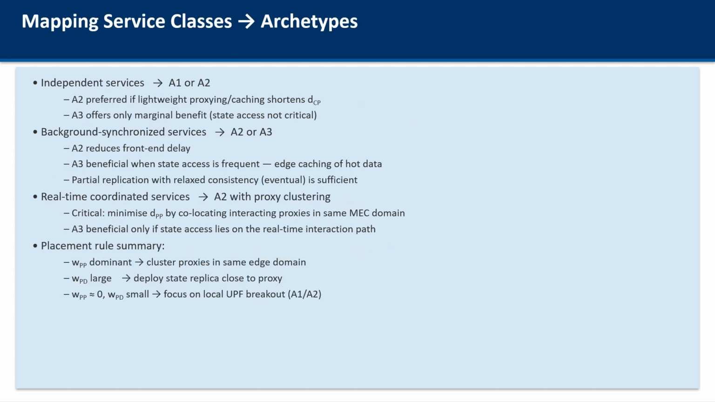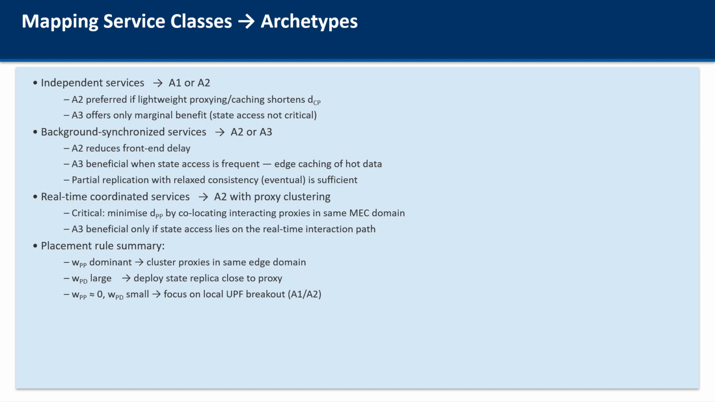Now let me map the service classes to the archetypes. For independent services, A1 or A2 is sufficient. A2 is preferred when a local proxy can serve cached content and reduce client proxy latency. Adding a full database replica, archetype A3, provides only marginal benefit because state access is not on the critical path.